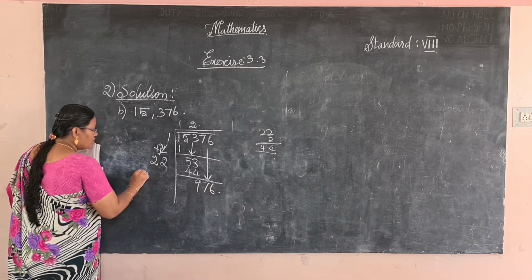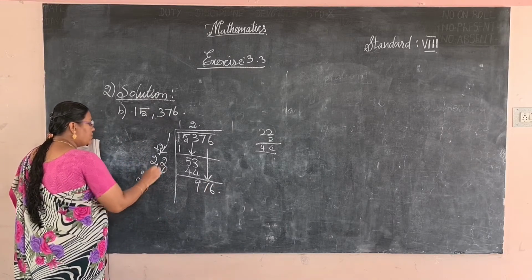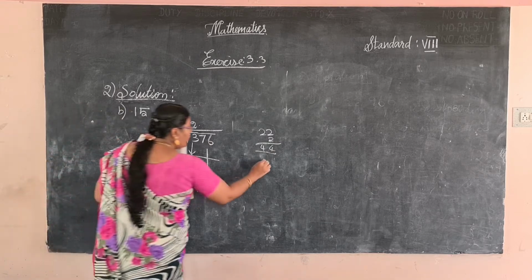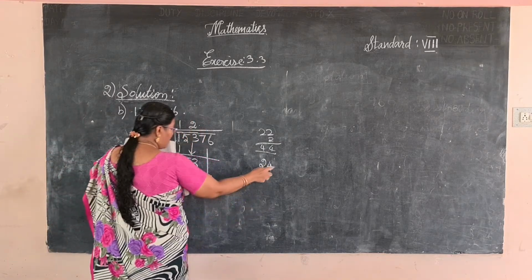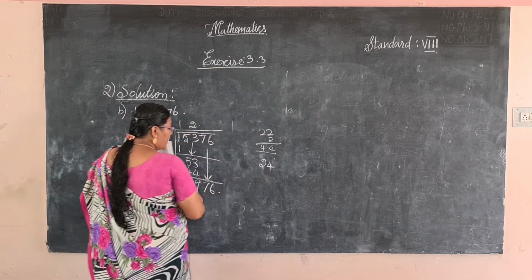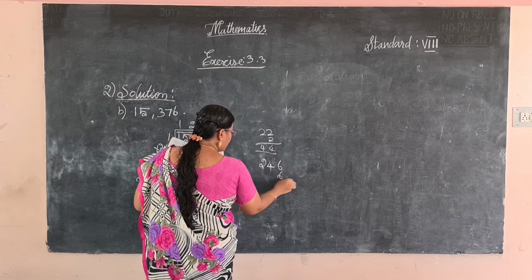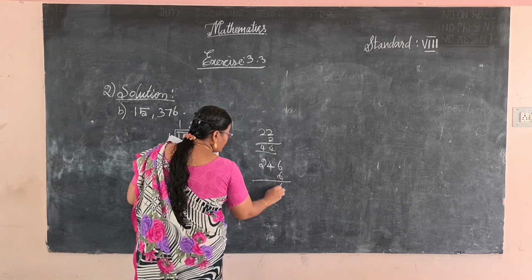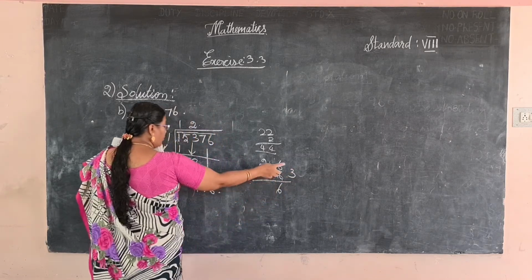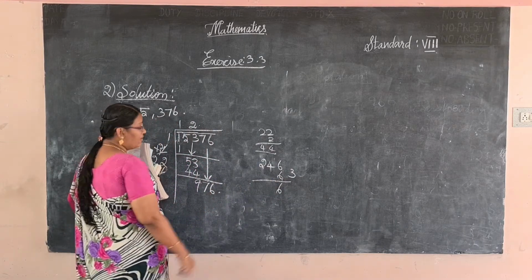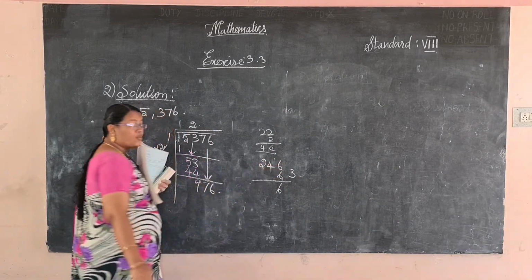Okay, so 2 stays here. The next digit is multiplied by 2. 2 2s are 4, so 24. Which number multiplied gives us the value of 976? Try 6. 6 6s are 36. Here the ones digit is 6, so I will put 6 in this place.